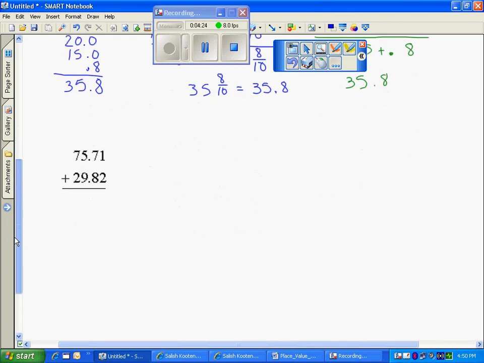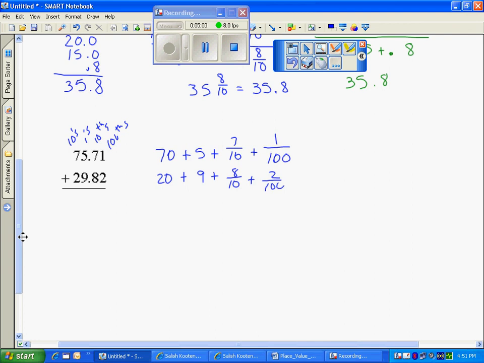Let's try another one. This one has hundredths. So I've got my tens, my ones, my tenths, and my hundredths. Now when I'm thinking about money here, I'd be thinking about pennies. So I have 70 plus 5 plus 7/10 plus 1/100th. That's what it looks like decomposed into fractions. Next value, I have 20 plus 9 plus 8/10 plus 2/100ths. I'm going to add.